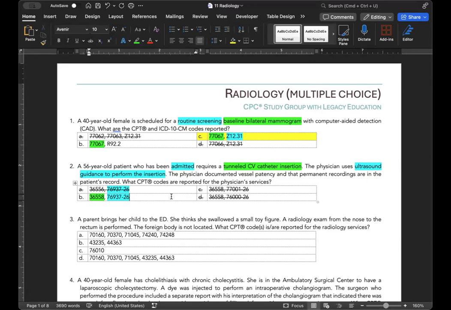So the way that I remember that is your tunneled is going to go into the skin, and then it's going to go kind of underneath the skin and kind of snake a little bit. So it's going to have a longer piece of that catheter. The longer piece of catheter is for long term. And then your non-tunneled is going to go directly into the vein, so it's going to have a shorter piece for the short term.